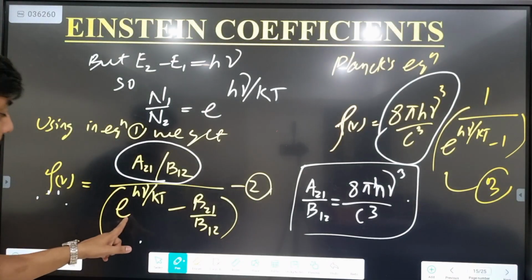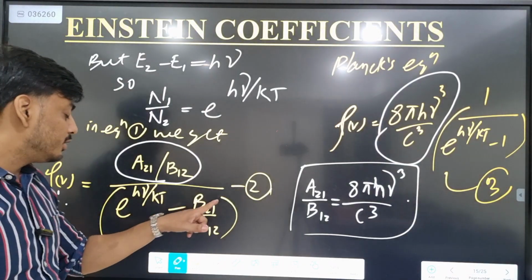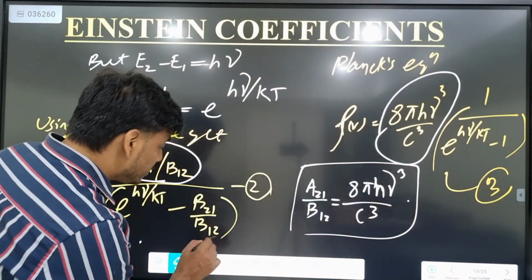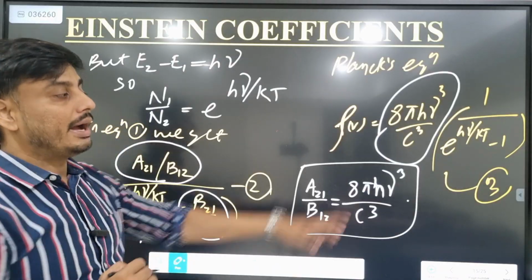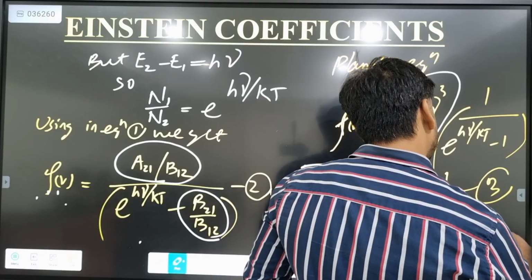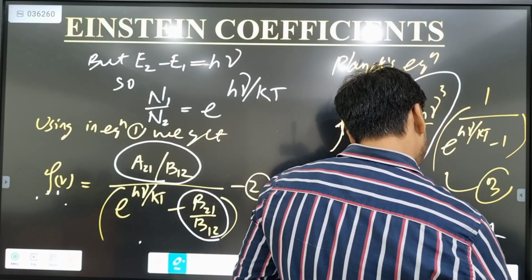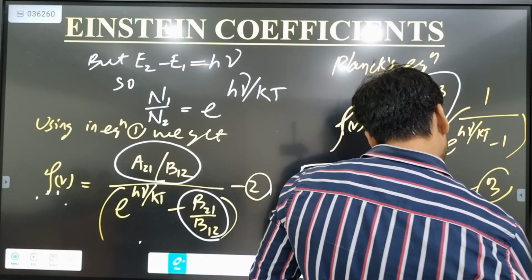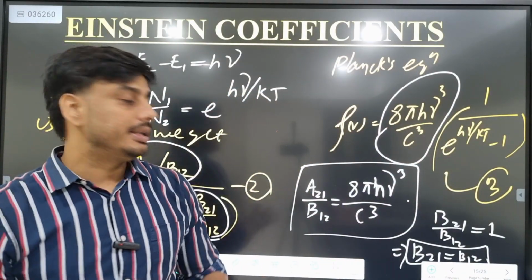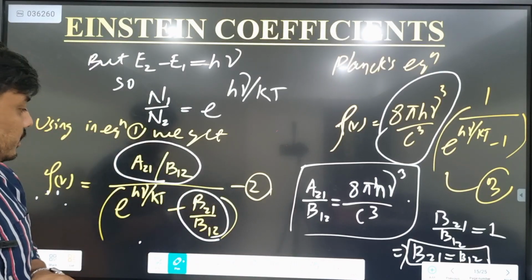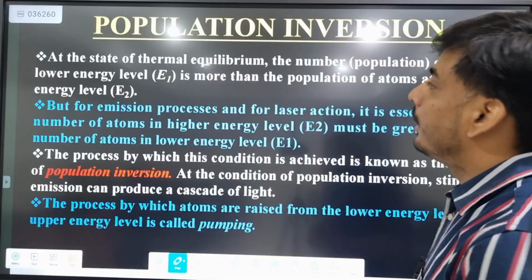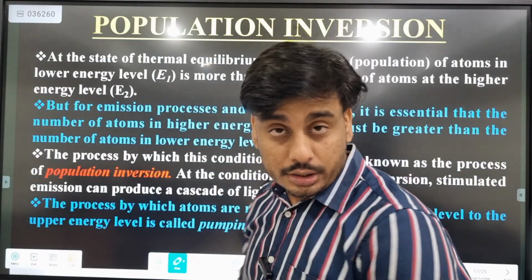Again, in the denominator we have e to the power h nu by kT minus B21 by B12. Here we have e to the power h nu by kT minus 1. So in place of B21 by B12, we have 1. So you can directly write down B21 by B12 equal to 1. That implies that B21 equals B12. So this is the relation between Einstein's coefficients, and this derivation is important for your exam. So prepare well for this equation.